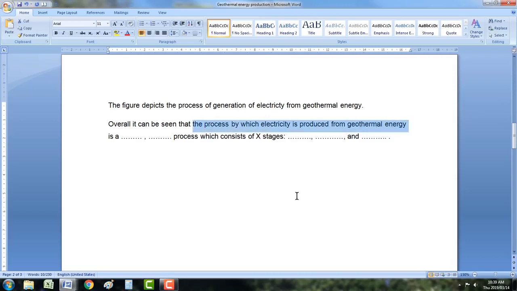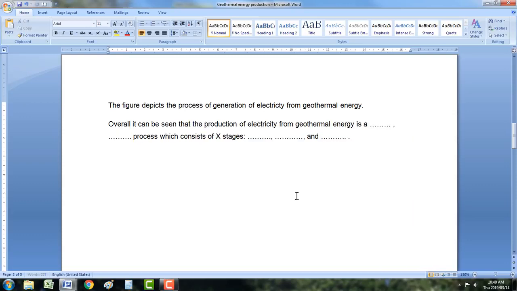You can change it to something like the production of electricity from geothermal energy. It's fine, just put the big noun phrase in there. But I like this by which. It gives you a nice passive structure, and the examiner will like it if you do that. Right, then we're going to have two adjectives over here.